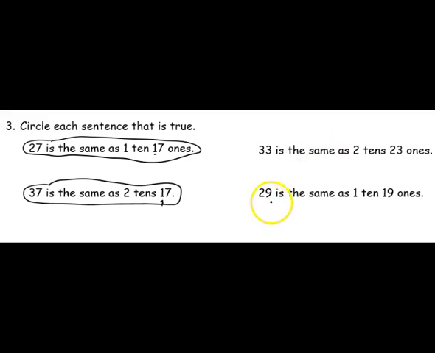The last statement says 29 is the same as 1 10 and 19 ones. 19 ones has a group of 10 in it, so that would give me 2 tens and 9 ones. So we'll circle that as a true statement as well. So this lesson is teaching the students to have flexibility in the way they look at two-digit numbers.